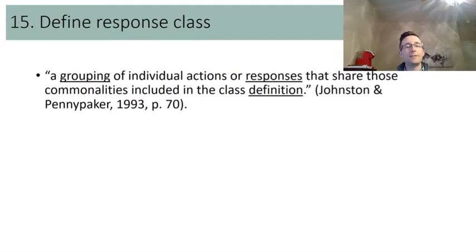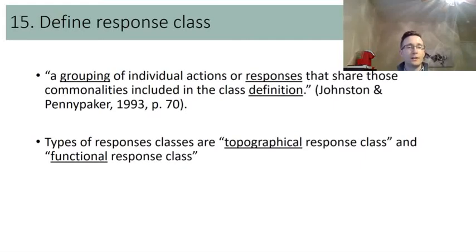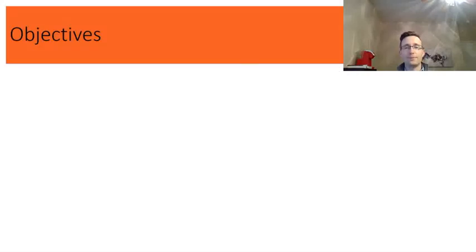Okay, and we mentioned before that behavior can be defined in terms of its topography or its function, right? So there are topographical response classes and there are functional response classes. Types of response classes are topographical response class and functional response class. It just depends how you're defining things. And we're going to look at those in more detail coming up.